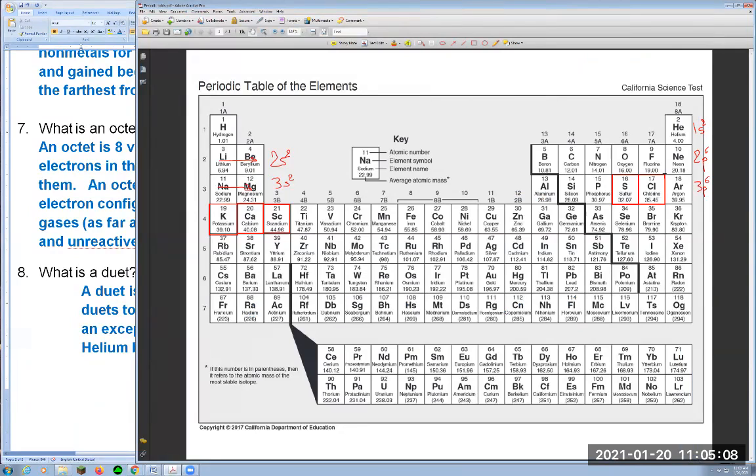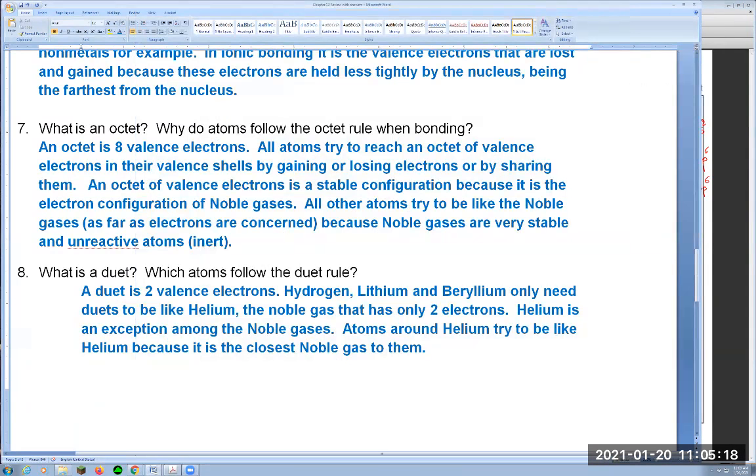Lithium and beryllium will like to lose their valence electrons to be like helium as well and have 2 electrons in their valence shell. So then hydrogen, lithium, and beryllium only need duets to be like helium, the noble gas that has 2 electrons only. And please remember, helium is an exception among the noble gases.